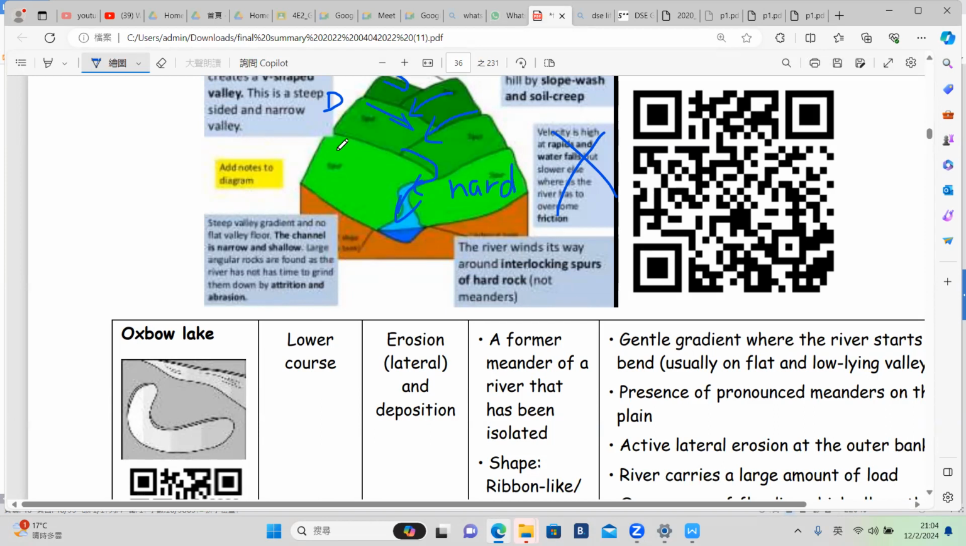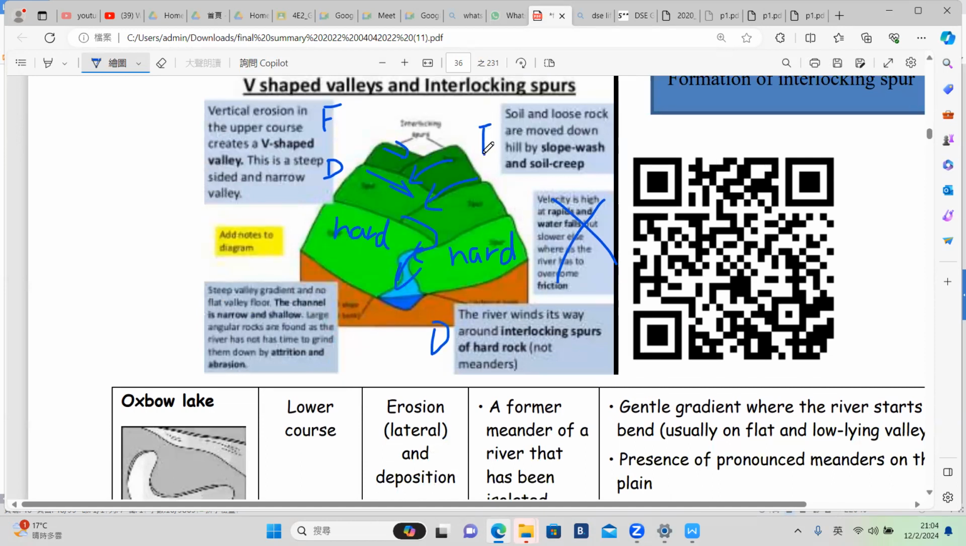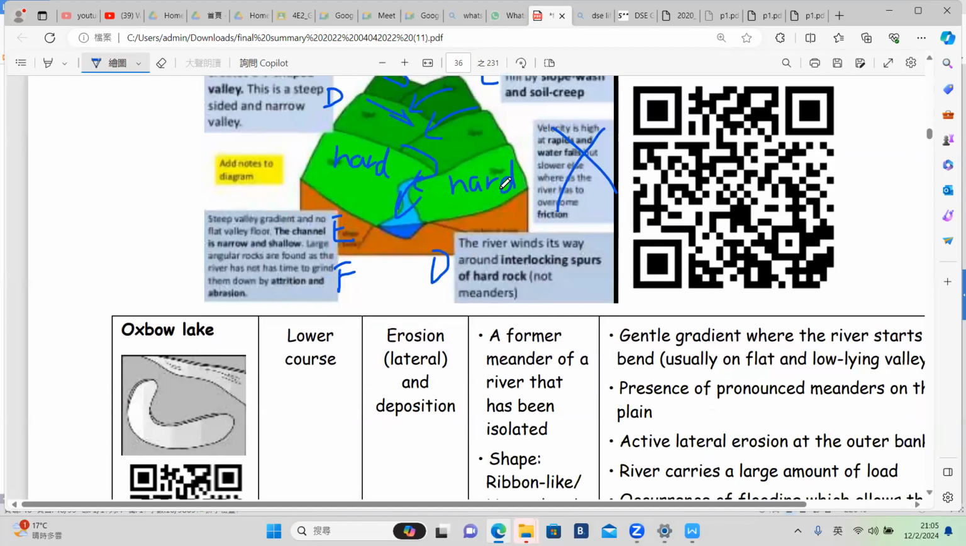Here may be hard rock. If we are having some hard rock here, then altogether the river will flow according to the resistance of the rock, then it will form the interlocking spur. OK, so this is D, this is E, and then this F, because we are talking about attrition. OK? Again, this is E. Again, bear in mind, write 2 points for E and 2 points for F, then you will have almost full marks.